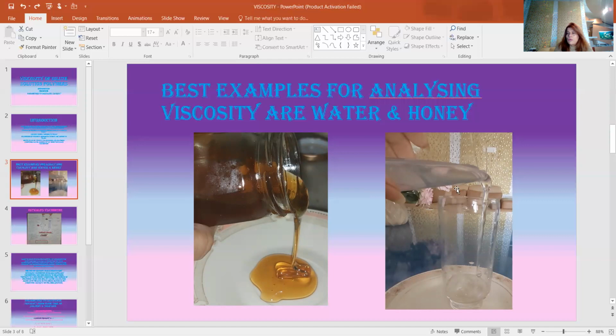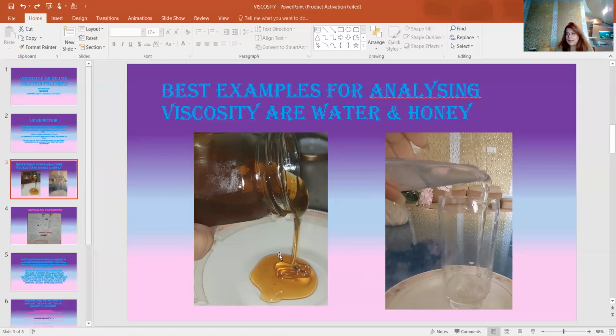Whereas if you simply see the flowing of water, see the consistency of water and the flow, it just goes from one container to another within no time. So its consistency is nothing compared to honey. So these are the best examples. They are everywhere on the net, on Google. This example is quoted everywhere for measuring viscosity.